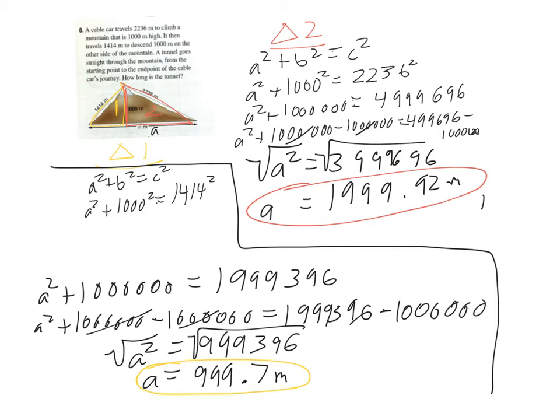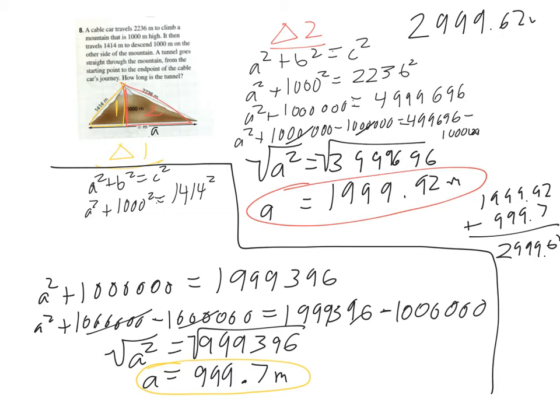So I'm going to take 1999.92 and add 999.7, and my result is 2,999.62 meters. Sorry for running out of space there. So the total answer, I'll put up here, 2,999.62 meters. So that's the length of our tunnel. This right here is the length of our tunnel from one end all the way to the other.